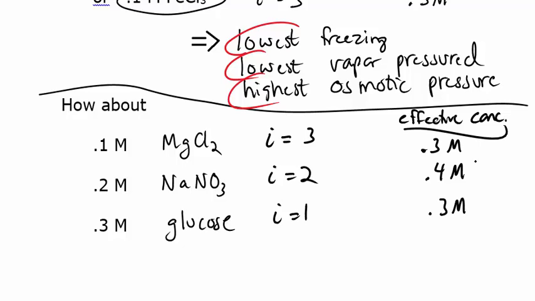So the one with the greatest effective concentration was the sodium nitrate, not the one with the greatest concentration, nor was it the one with the greatest i. It's the one with the greatest product of the two.